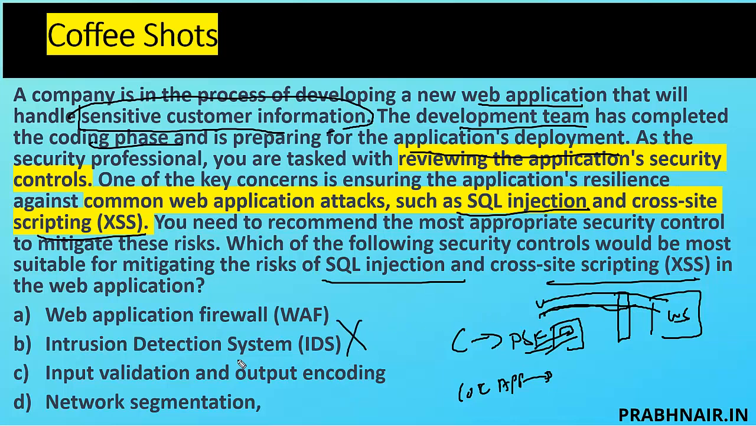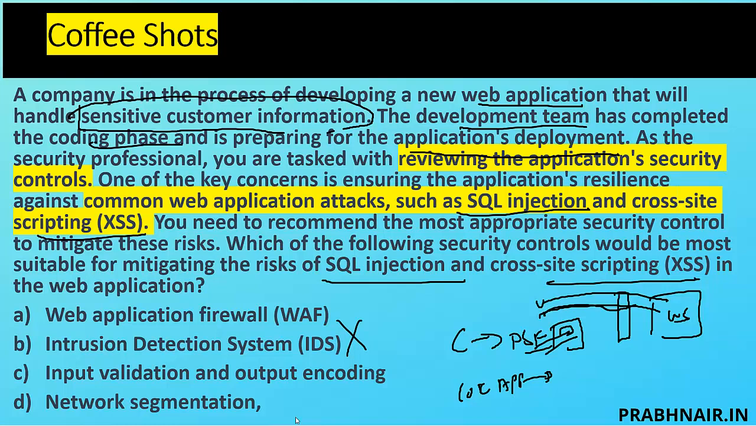Network segmentation is only used from a network lateral movement point of view. So the only option left is input validation and output encoding, because input validation and output encoding are used to prevent the execution of malicious code and injection of unauthorized SQL statements. In this scenario, the company is developing a web application and wants to ensure resilience against SQL injection and cross-site scripting. So the most suitable security control to mitigate the risk is input validation and output encoding.